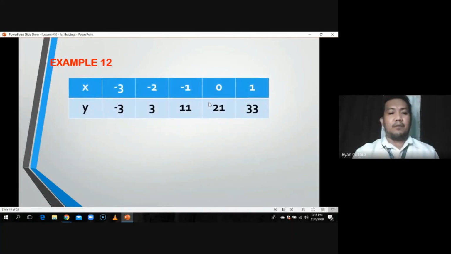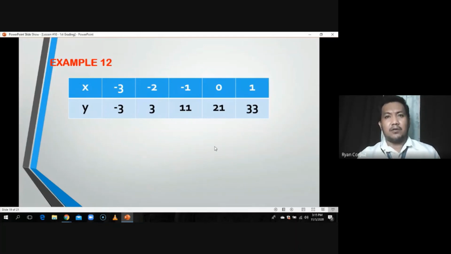For example number 12, we do have here another given table of values. So again, to check if this table of values is showing quadratic function, check natin second difference of y values. 33 minus 21 is 12. 21 minus 11 is 10. 11 minus 3 is 8. Then 3 minus negative 3 is 6. So that would be 12, 10, 8, 6.